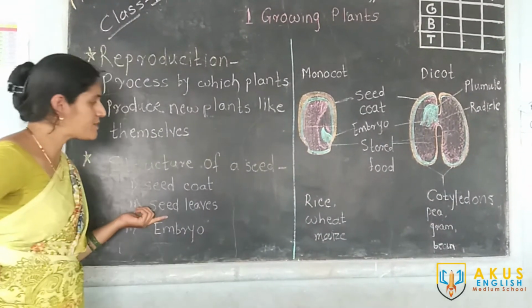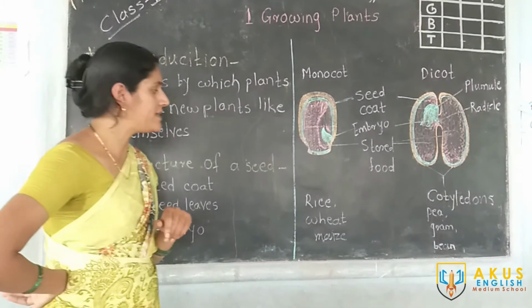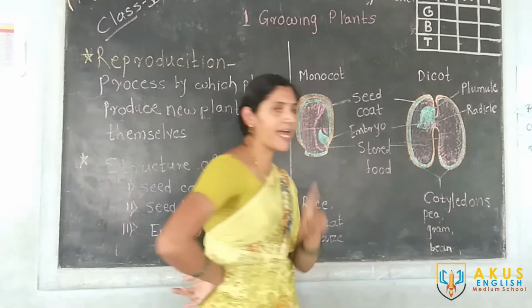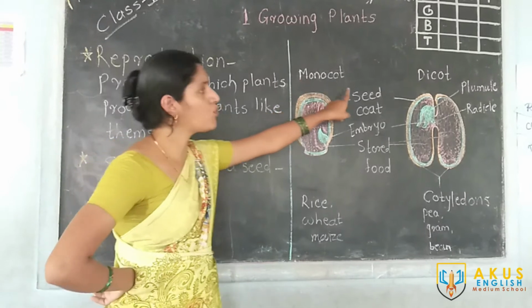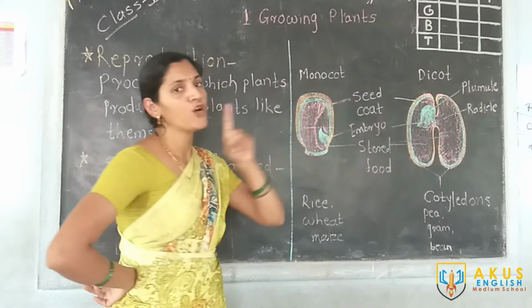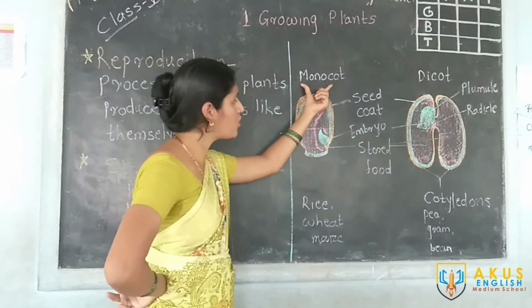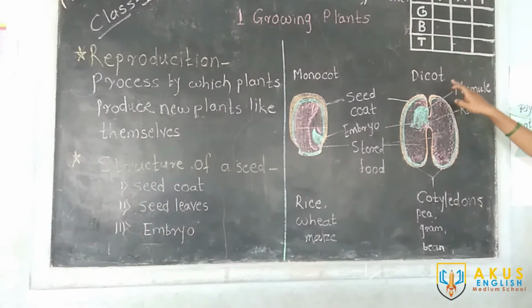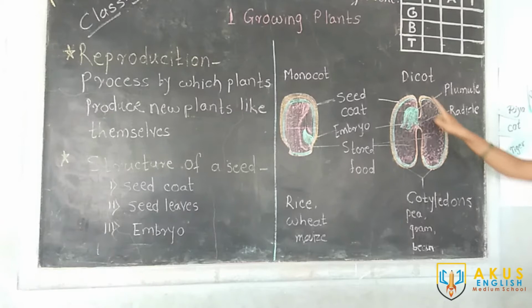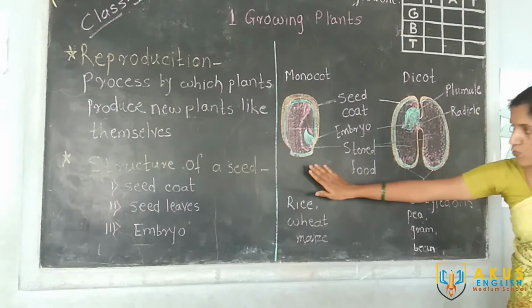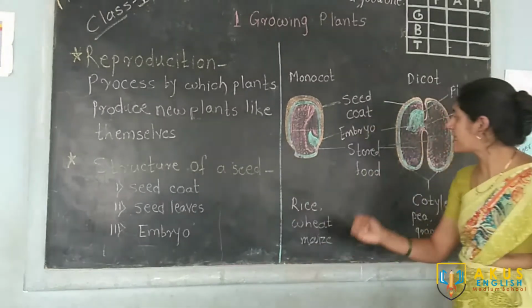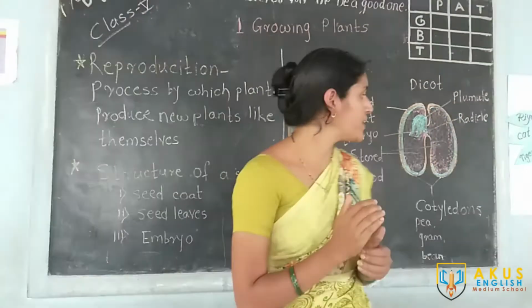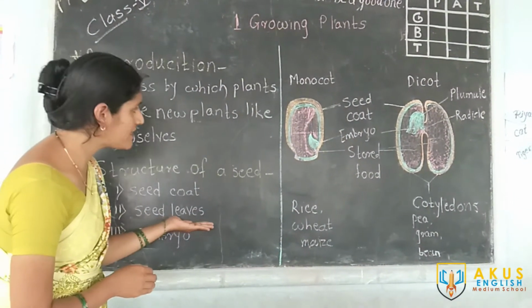Now, when we consider seed leaves or cotyledons, some plants have one cotyledon, while some plants have two cotyledons. If they have one cotyledon, that is known as monocotyledon type of plants. Mono means one, so it is named monocotyledon. And if they have two cotyledons, that is known as dicotyledon. Di means two. These seed leaves contain the stored food which is used during the period of growth. So that is for seed leaves.